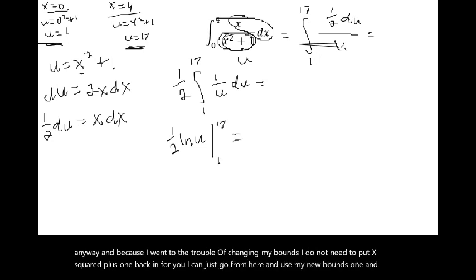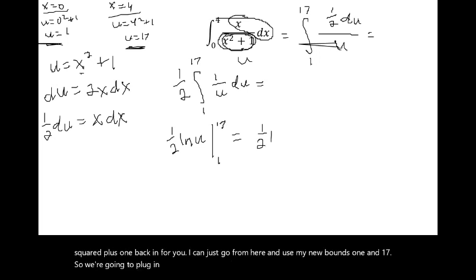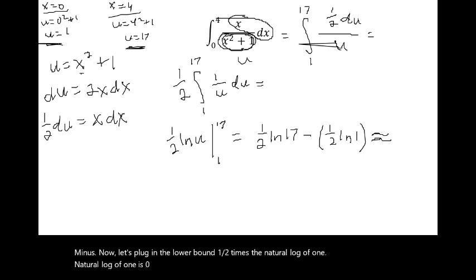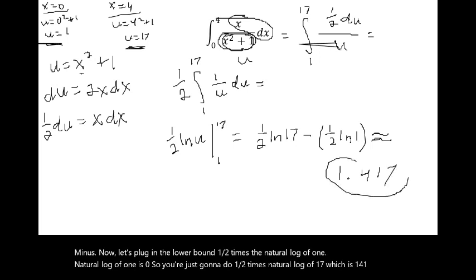So we're going to plug in the upper bound first. So we'll get 1/2 times the natural log of 17. Minus, now let's plug in the lower bound, 1/2 times the natural log of 1. Natural log of 1 is 0, so you're just going to do 1/2 times natural log of 17, which is 1.417. Approximately.